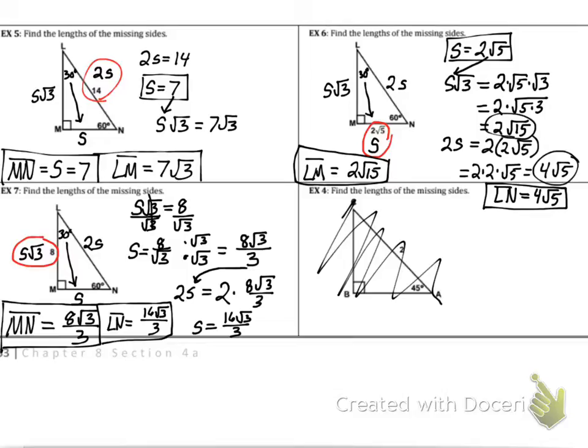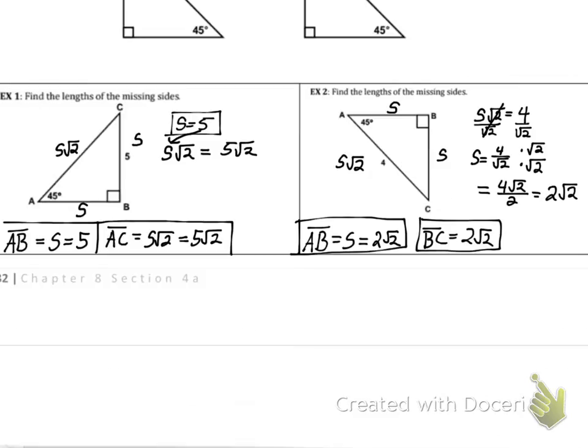All right, questions on any of that? Let me go over real quick your thought process. If you have a 45 degree angle, you're going to label your sides S, S, and S square root of 2. Then you're going to pick the side that has a number by it, and set whatever variable you had next to it equal to that. So this one was S equals 5, and that will get you the rest of them. Sometimes you actually have to solve for your S. In this case, we said S square root of 2 equals 4. We had to actually solve for our S, but once we had our S, we were pretty much done.